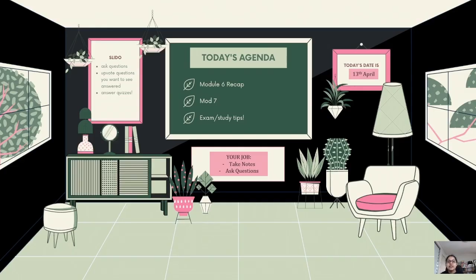So today's agenda, like I said, is for us to recap Module 6. Then we will go through Module 7, to help you get a foundational knowledge for Module 7. And then we'll discuss study tips and exam strategies.